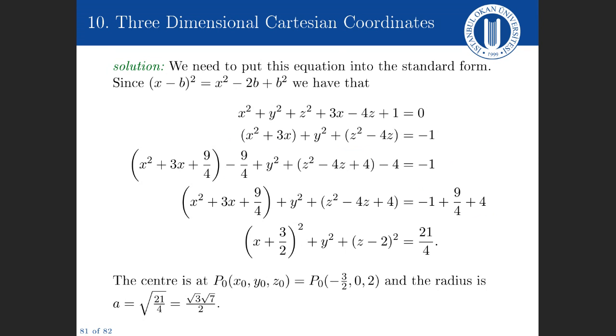And we have x squared plus 3x plus 9 over 4 plus y squared plus z squared minus 4z plus 4 is equal to all of the numbers. Why am I doing this? Why did I add on something and then subtract it? Because I can then factorize this to (x plus 3 over 2) squared plus y squared, and then instead of z squared minus 4z plus 4, we can factorize this to (z minus 2) squared.